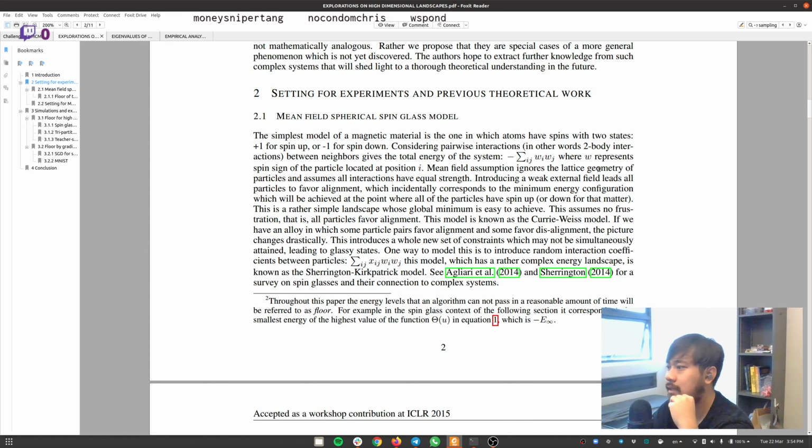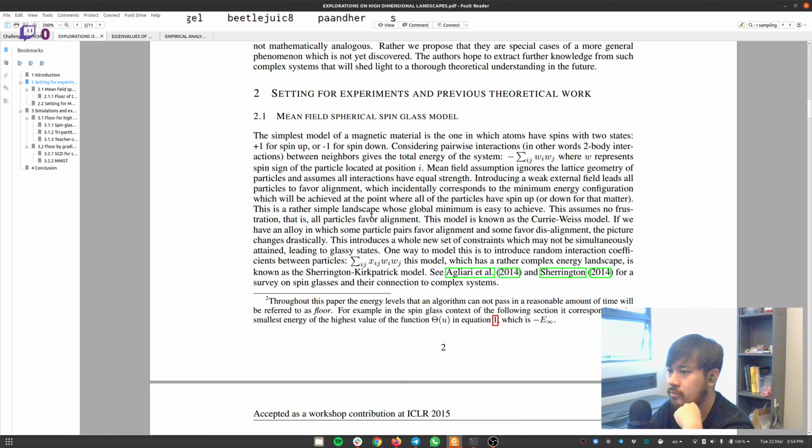It ignores the lattice geometry and assumes interactions have equal strength. Introducing a weak external field leads all particles to favor alignment, which incidentally corresponds to the minimum energy configuration, spin up or down. This is a rather simple landscape whose global minimum is easy to achieve. This assumes no frustration, that is, all particles favor alignment. This model is necessary for Curie-Weiss.